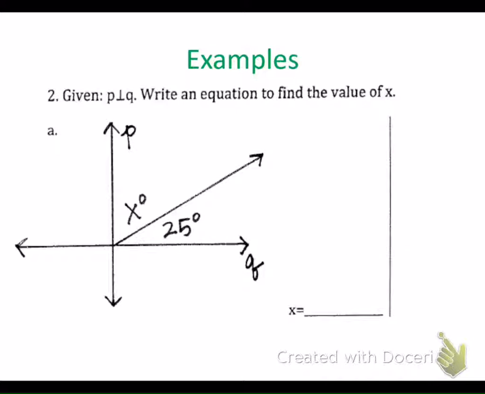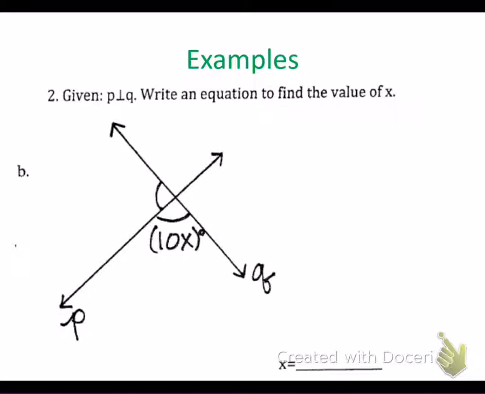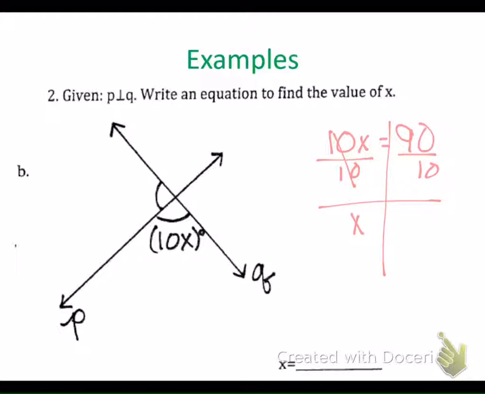Okay, so we know that these two angles are congruent, so they must be 90 degrees. So 10x equals 90. Divide both sides by 10. So x is equal to 9.